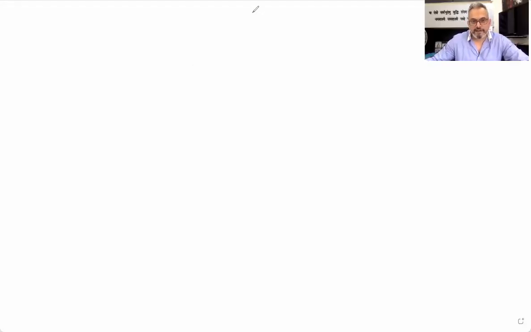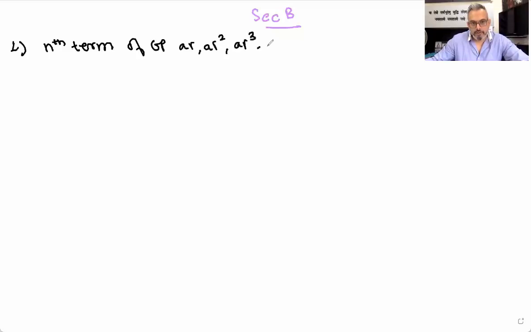So we'll start with section B. First one. What is the nth term? We have to find the nth term of GP AR, AR square, AR cube, and so on and so forth.